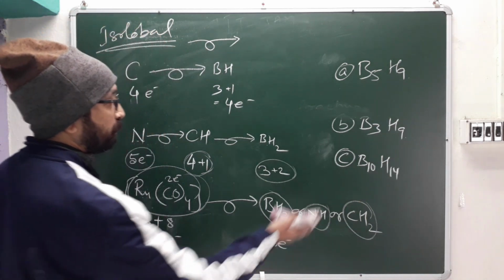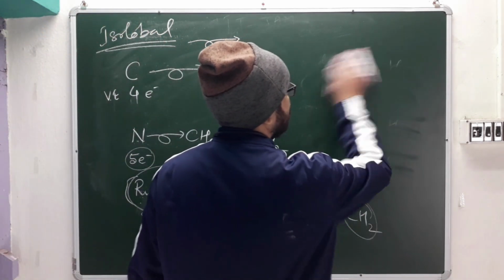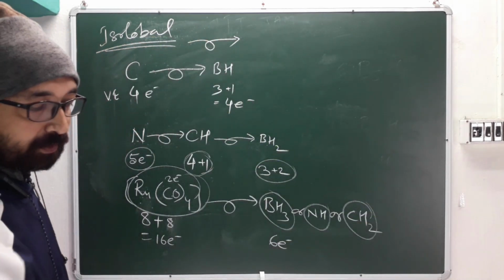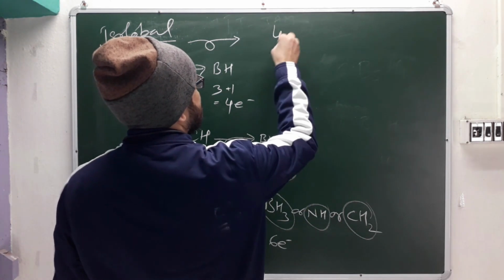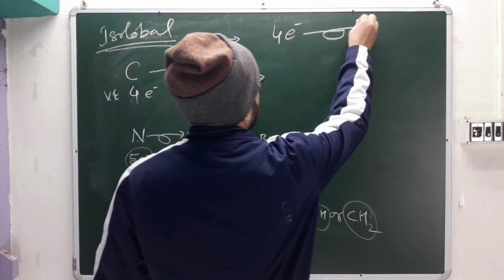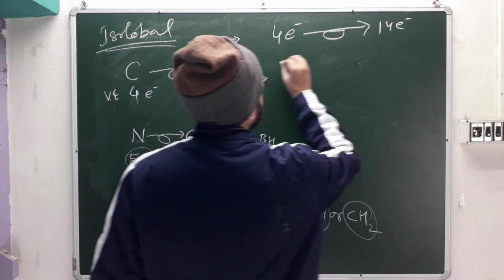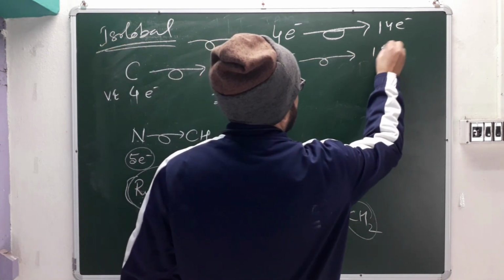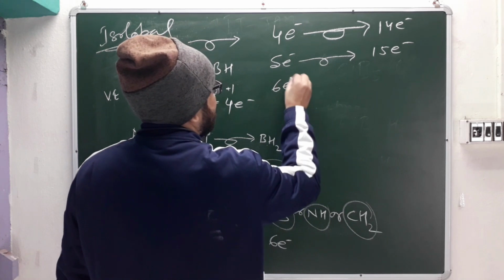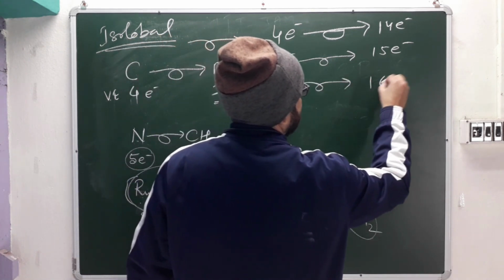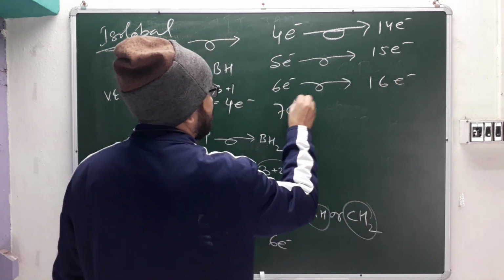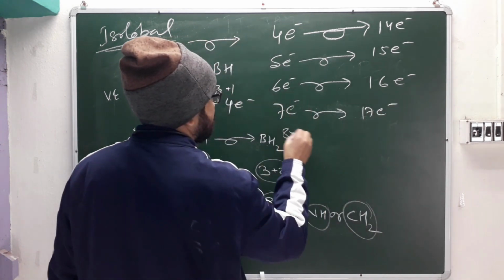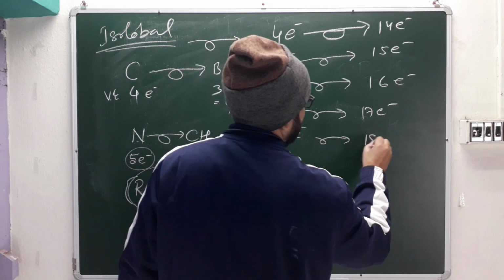What is that 16 electron and 6 electron, how is it isolable? I hope you have solved these questions. I'm not going to solve those, it is very easy. So here you can write it down. 4 electron is isolable with 14 electron, then 5 electron is isolable with 15 electron, 6 electron is isolable with 16 electron, 7 electron is isolable with 17 electron, and 8 electron is isolable with 18 electron.